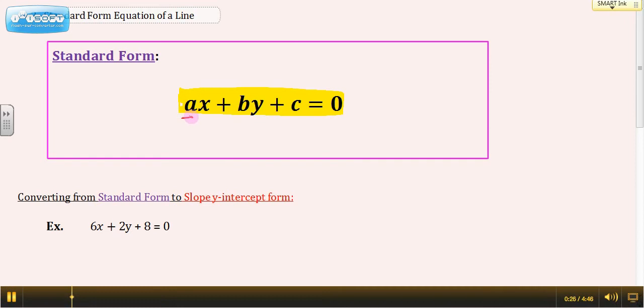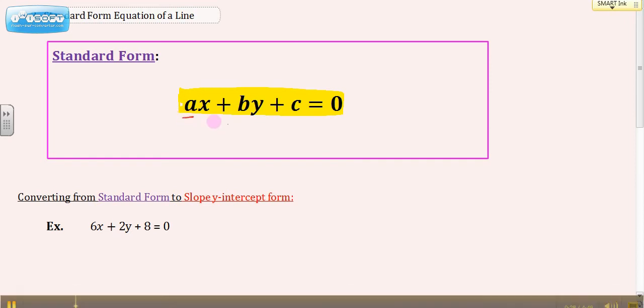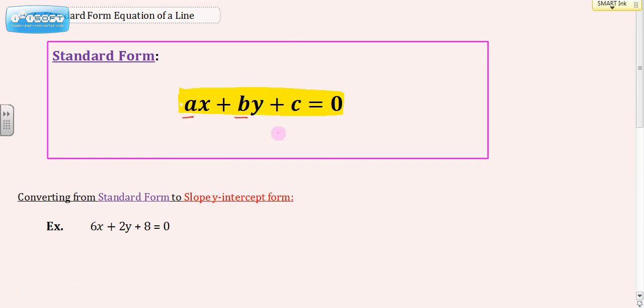A is just a placeholder for another number. B is another placeholder for another number, and C is another placeholder for another number. What is similar between the standard form and the slope y-intercept form is that we still have our variables x and y. So regardless of which form it's in, an equation of a line requires numbers, which in this case are a, b, and c, and the variables x and y.